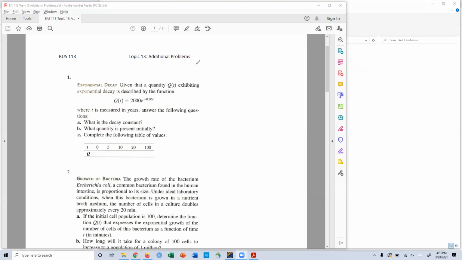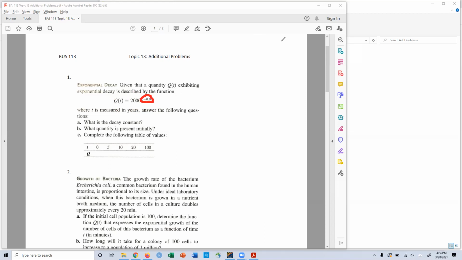Okay, so the first question from the topic 13 additional problems is about exponential decay. Given the quantity Q of t exhibiting exponential decay is described by this function, Q of t equals 2000 e to the negative 0.06 t, where t is measured in years. We're going to answer the following questions. What is the decay constant? So the decay constant is going to be the number in front of the t.